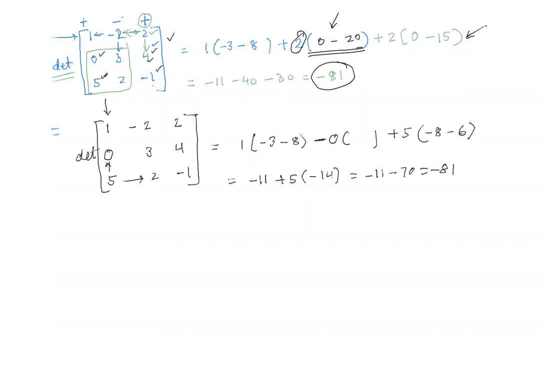Now you have an idea how to find the determinant for a 3 by 3 matrix. Now let's go ahead and do Cramer's rule. First, I'm going to create a system of linear equations.